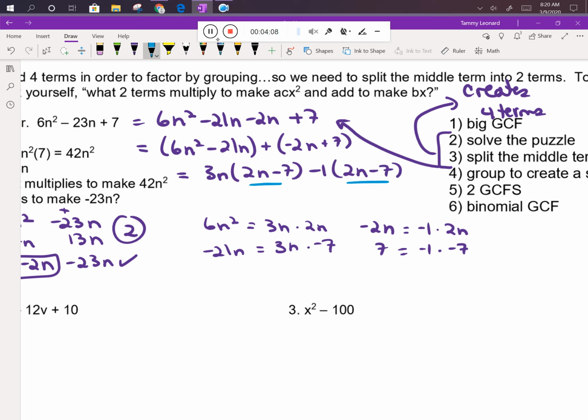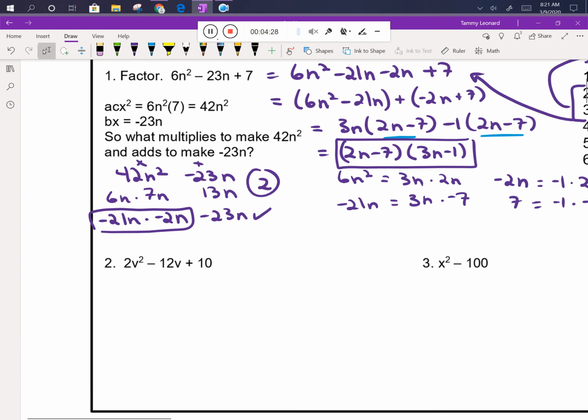Notice that gives us a binomial GCF of 2n minus 7 that I can factor out, leaving behind the other binomial of 3n minus 1. And that is the binomial factorization of your trinomial. You've done the process. So let's try this process a couple more times.